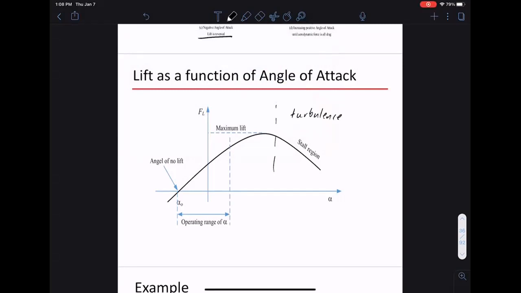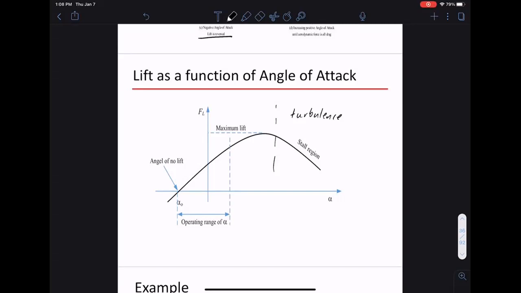Okay, so we want to avoid this, and that's the reason we basically want to operate away from the angle of attack that actually gives you maximum lift. This is a phenomenon we see very often. When you hit the maximum lift or maximum power, it is often very sensitive to the operating point. So this is also the case.